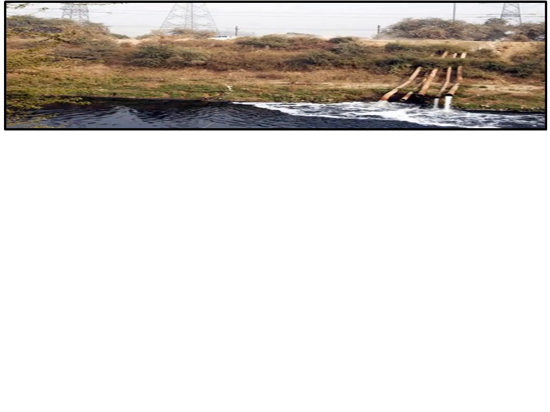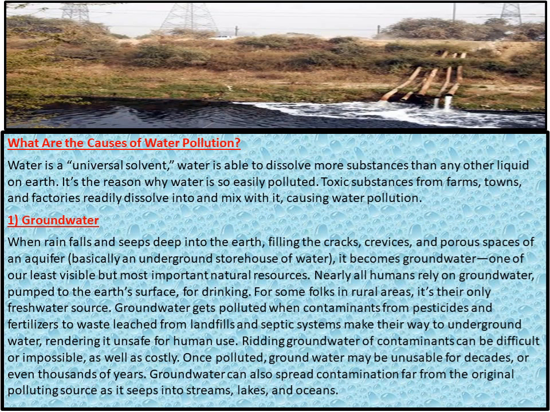Now look at this picture. This is related to water pollution. First, what are the causes of water pollution? Water is a universal solvent. Water is able to dissolve more substances than any other liquid on earth. It's the reason why water is so easily polluted. Toxic substances from farms, towns, and factories readily dissolve into it, causing water pollution.